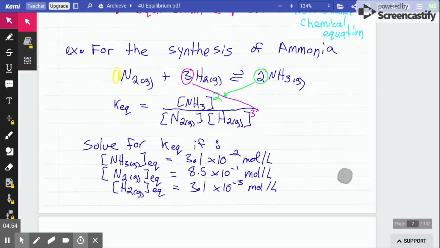And I just want to note here that this K equilibrium is completely unrelated to the k constant in reaction rate. Completely unrelated.